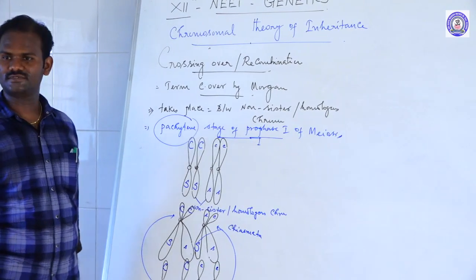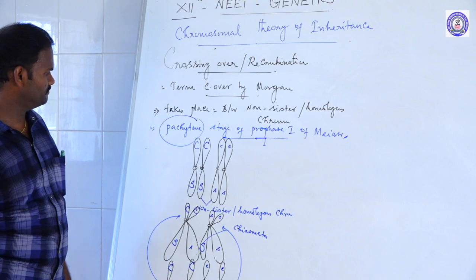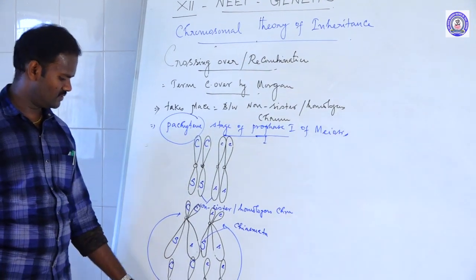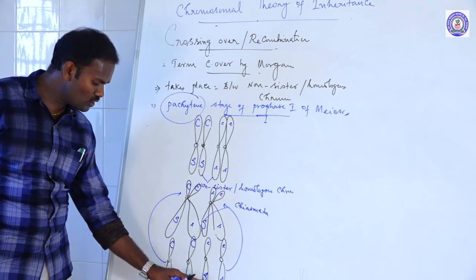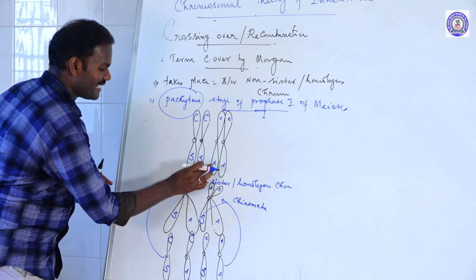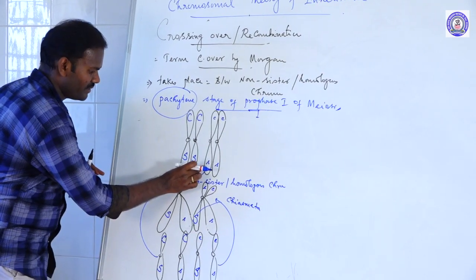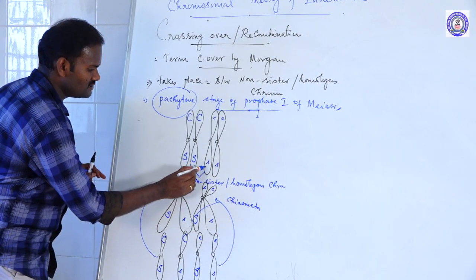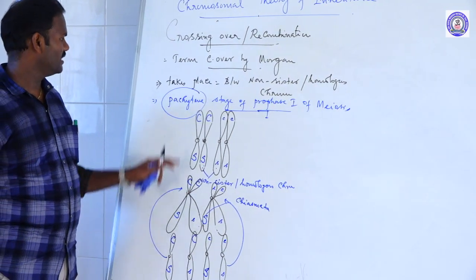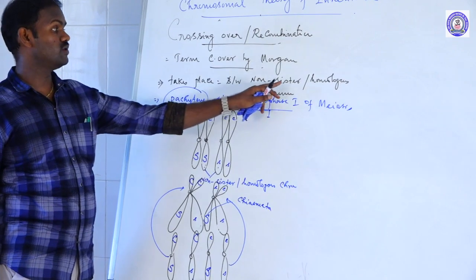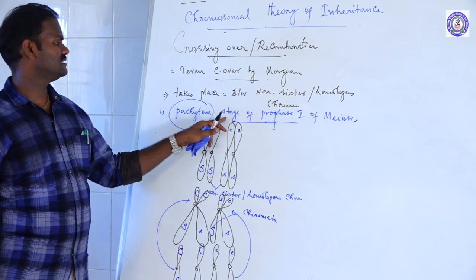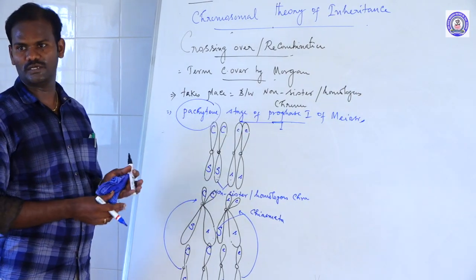These are the types of crossing over expressions. Crossing over is the process of formation of new combinations of genes by interchanging the corresponding segments between the two non-sister chromatids of the homologous chromosome. It takes place between the two non-sister chromatids of the homologous chromosome. It takes place in the pachytene stage of prophase 1 of meiosis 1.